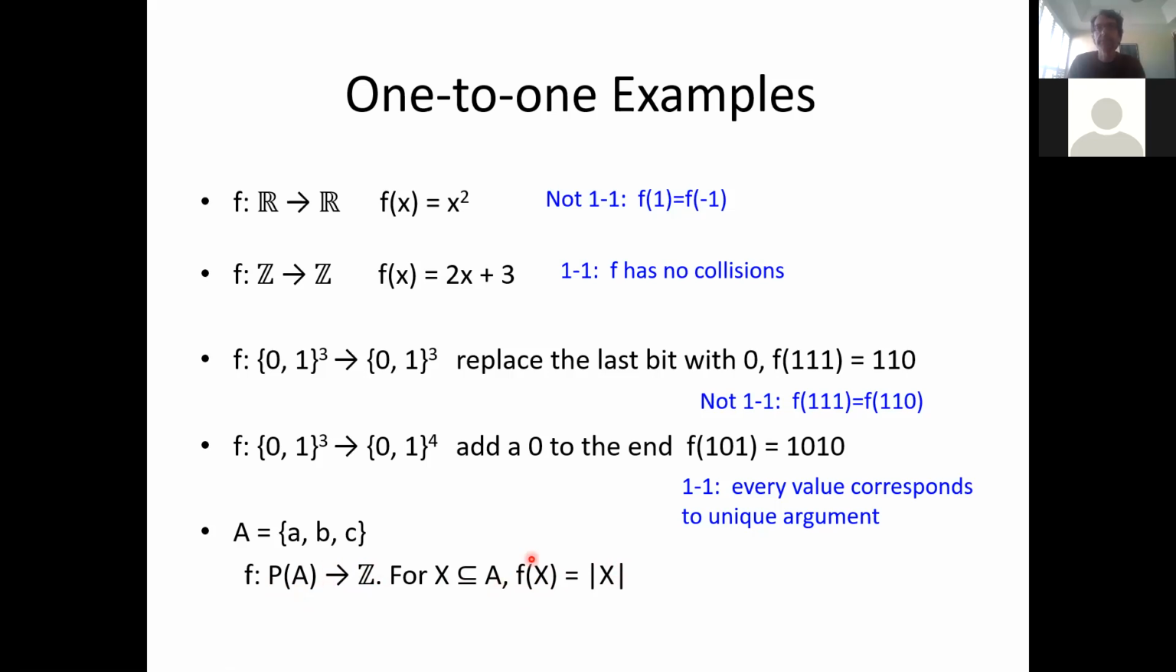Does it have collisions? Yeah, plenty, right? Every singleton is going to be mapped to the same integer, 1. And every 2-element subset is mapped to 2, and every 3-element subset is mapped to 3. A 3-element subset does not form a collision if there is only 1. The empty subset does not create a collision because it's the only one, but all the others form collisions.